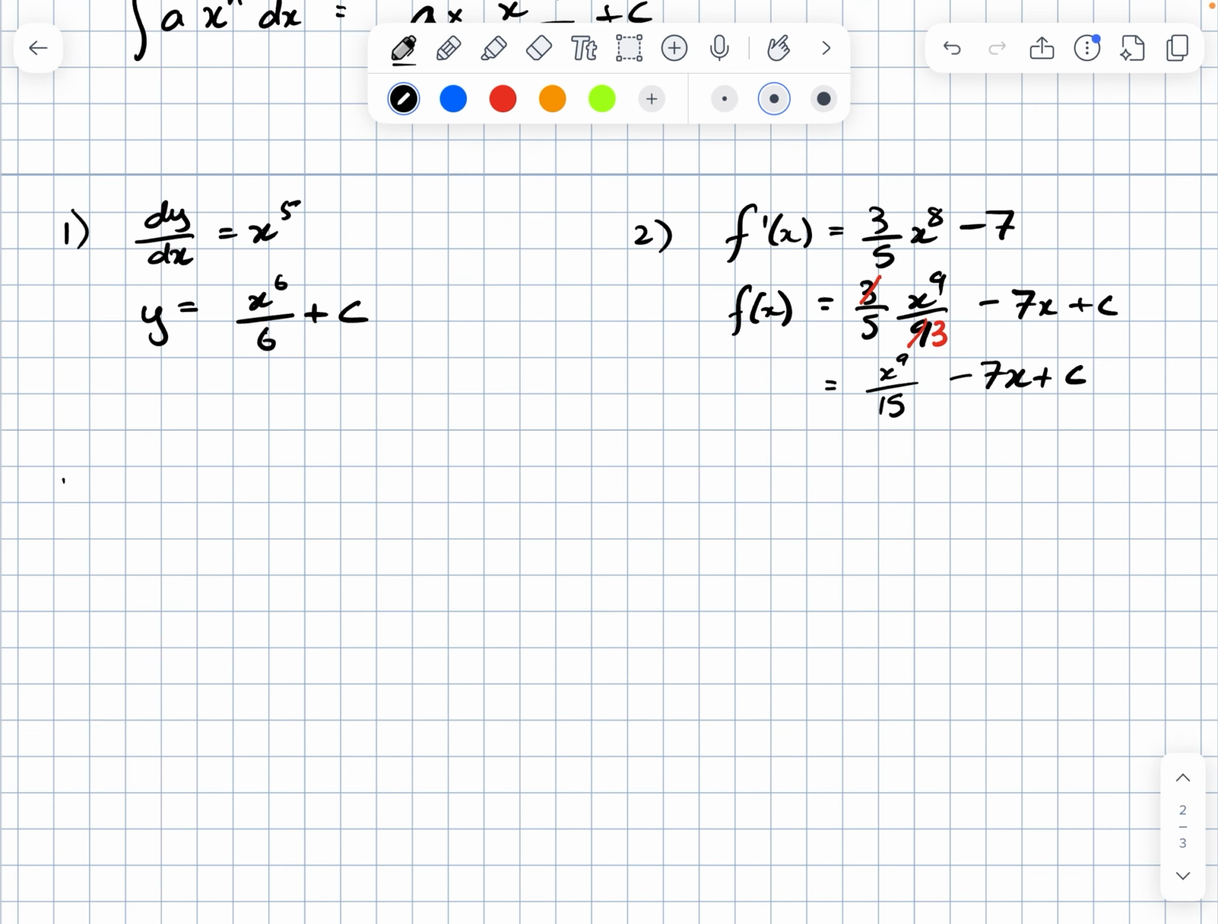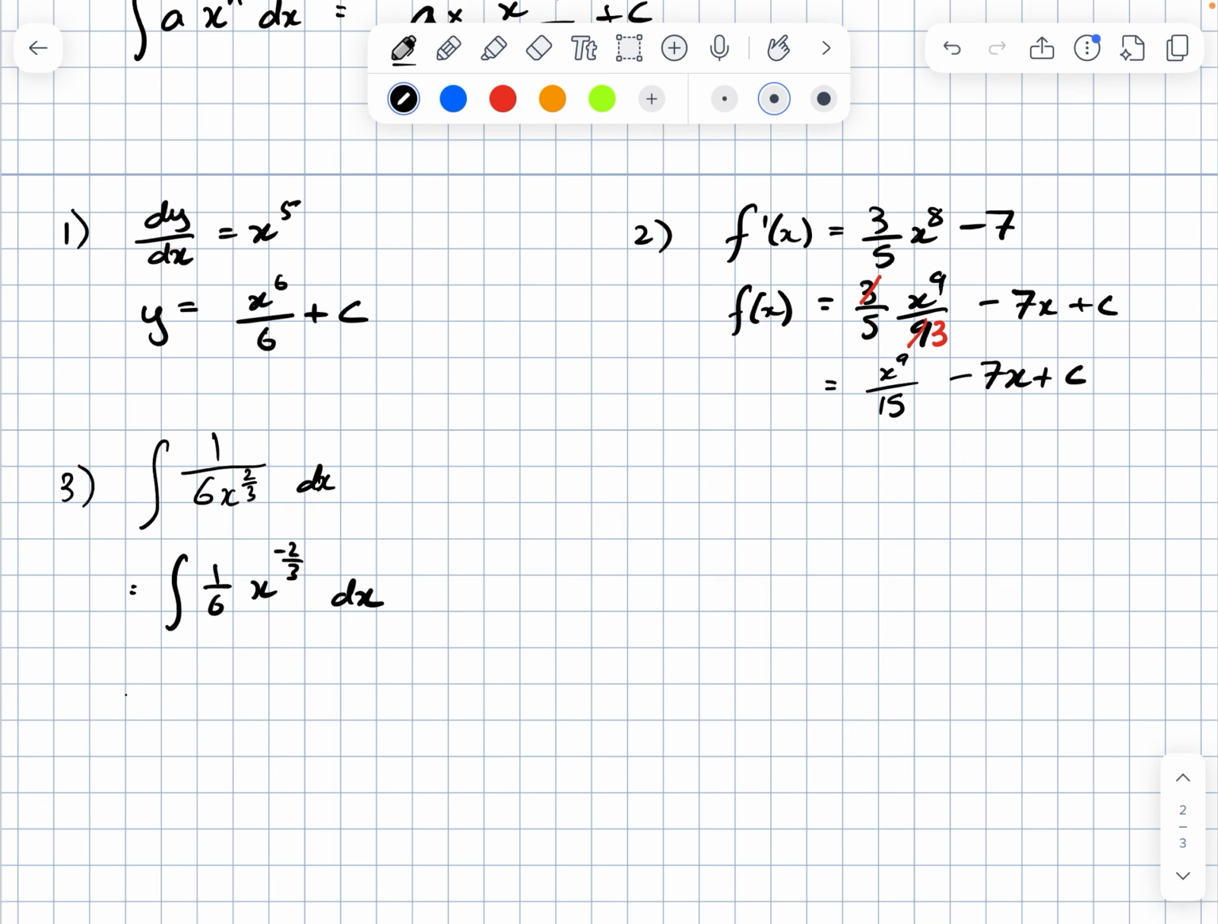Number 3. Integrate 1 over 6 x to the power of 2/3 dx. Now, just like differentiation, the integration rules really only work if x is on the top of a fraction. So we're going to bring that x to the top, remembering that we shouldn't take the 6, we only take the x. So that is equal to the integral of 1/6 times x to the power of -2/3 dx.